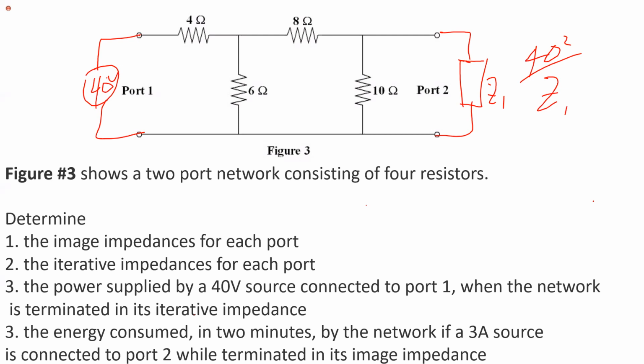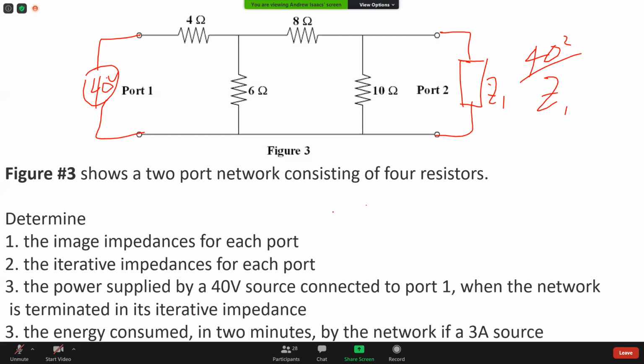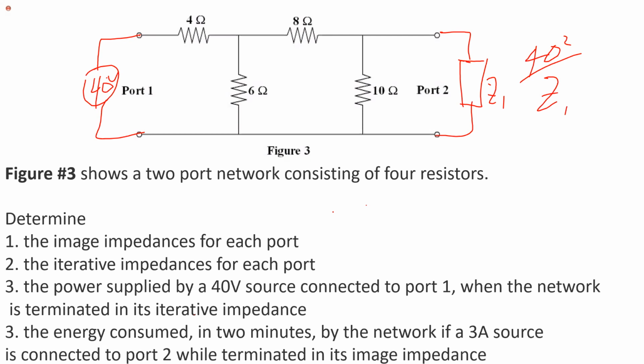All right. The other section now, because we are dealing with the image impedance, we are told that the 3 amp source is connected to port 2. All right. So, Mr. Grant, I'm back with you now. Yes, sir. So that 3 amp source, what impedance will it be seeing?